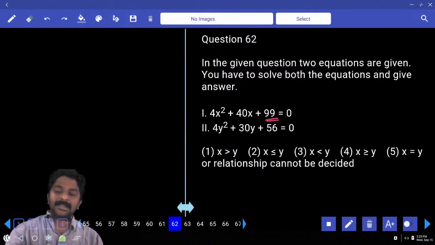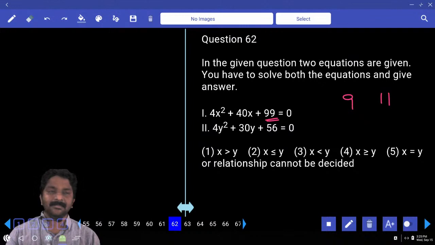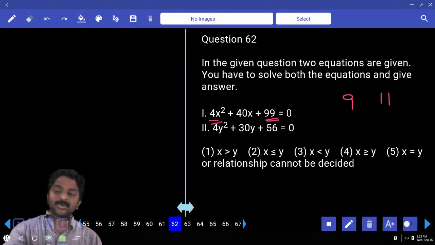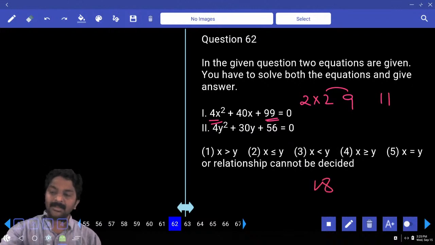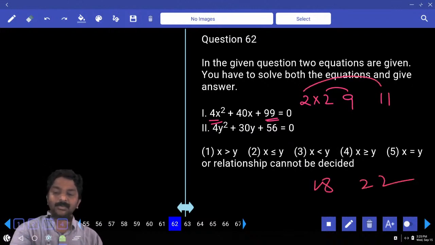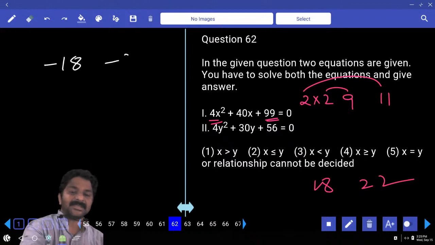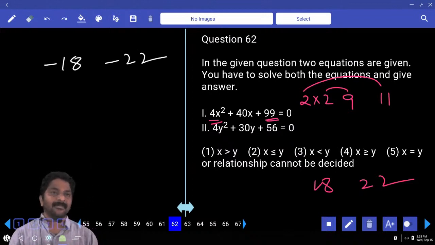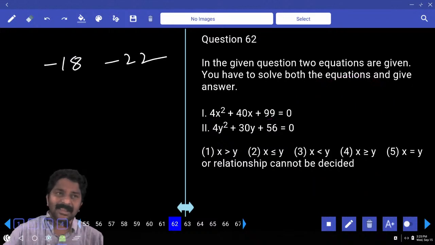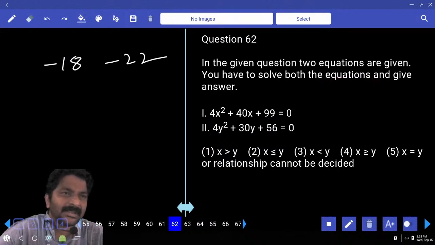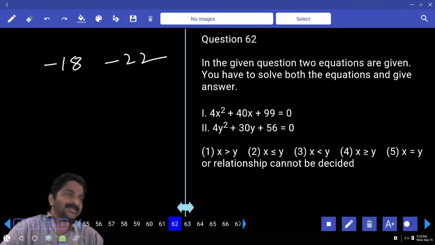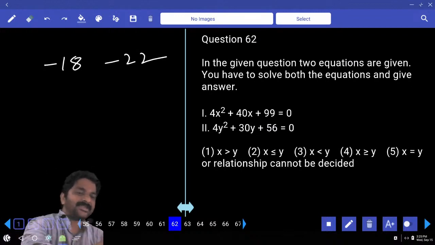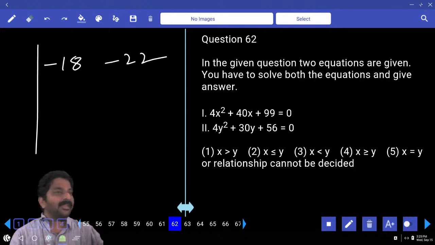Now, 99 can be written as 9 into 11 only. And 4 can be written as 2 into 2. 2 into 9, 18. 2 into 11, 22. Minus 18 minus 22 is our combination. Both are factors, divided by... is it really necessary to write the denominator? Because y square also has the same coefficient as x square. Even if you write it, both get cancelled, so don't write it.